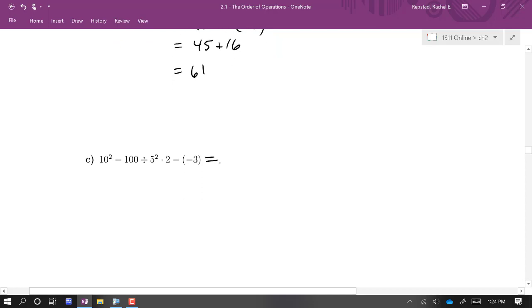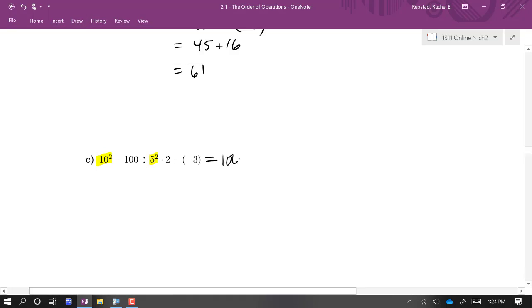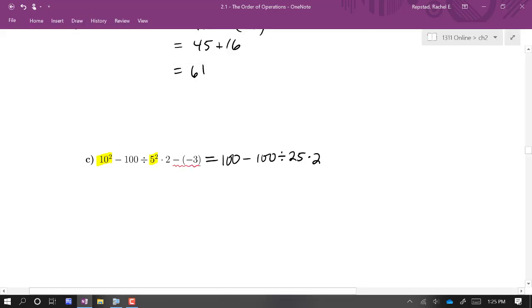Alright, now let's do another one. Again, I can see that we have parentheses, but the parentheses aren't doing anything but housing that negative 3 number to make it easier to see that we're subtracting a negative on the end. So we can move into the exponents part, so we're going to do that and that first. So 10 squared is 100 minus 100 divided by 25 times 2. And I could write it as the minus a negative 3 at the end, but I think what I'm going to do is just right at the get-go treat that minus a negative 3 as plus 3.